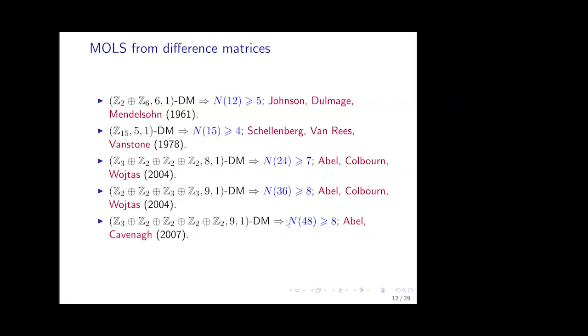In the literature, most of the best known lower bounds on the value of n, for small n, come from the construction of difference matrices. And actually in recent years, Apple did much good work on this problem.